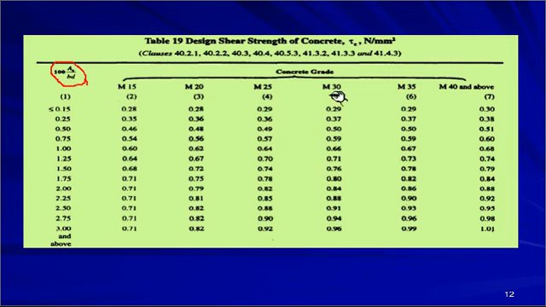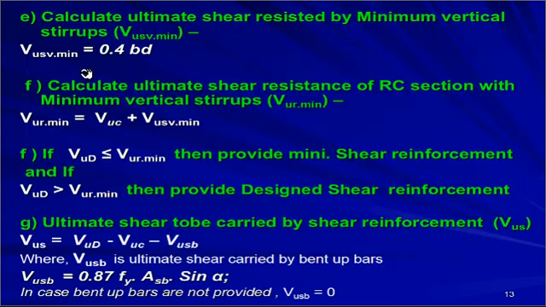Well, as the percentage of steel increases, the value of tau c also increases. See, for each column you will find the values are increasing. Okay. Now, once you get this value of tau uc, substitute in the earlier equation and get the value of VUC. Next, E, calculate the ultimate shear resisted by minimum vertical stirrups.